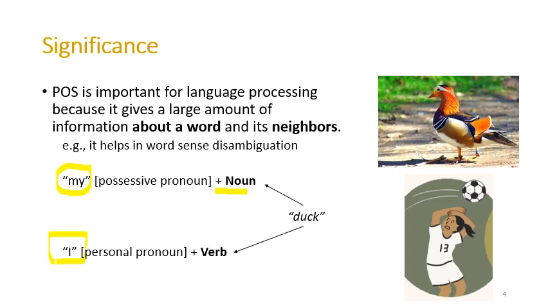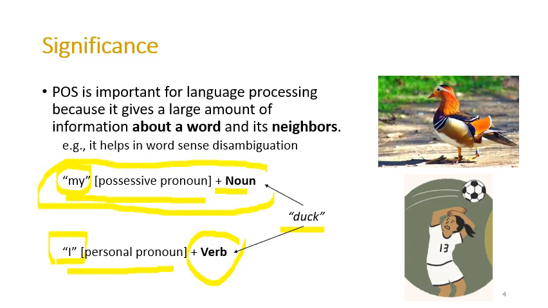So by knowing the previous word, you may know that although the word is the same, duck, in this context the word duck is a noun, but in the other context, the word duck is an action because it's a verb. Okay, so when you know the part of speech, it helps you to disambiguate words that have more than one sense.